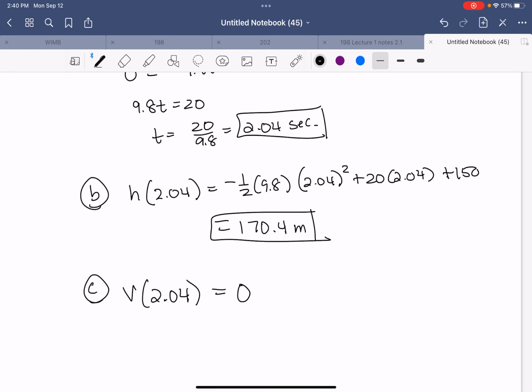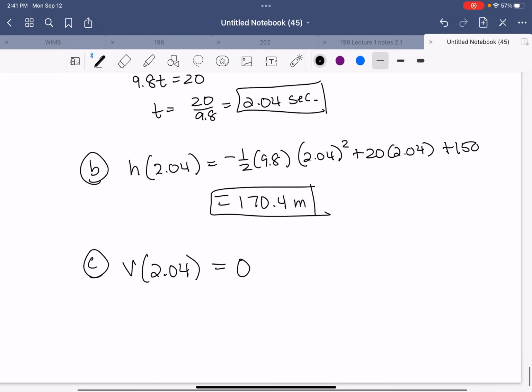Okay. The other thing is that at the maximum height, the velocity should be 0 because the object is turning around. So it has a positive velocity, depending on how you set it up, going up, stops, and turns to come back down. So then it has a negative velocity, or vice versa, depending on how you set it up. But either way, at the very top of the height, where it changes direction, your velocity should be 0.